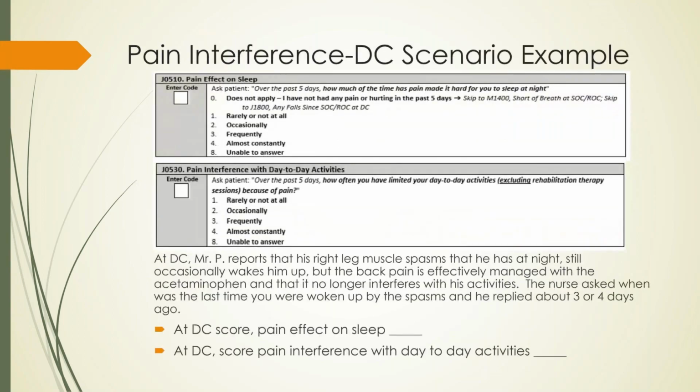Okay, so we're going to discharge. At discharge, he reports that his right leg muscle spasms that he has at night still occasionally wake him up, but the back pain is effectively managed with the acetaminophen and it no longer interferes with his activities. The nurse asked, when was the last time you were woken up by the spasms? And he replied, about 3 or 4 days ago. So as far as interfering with sleep, over the last 5 days, how would we answer that one?